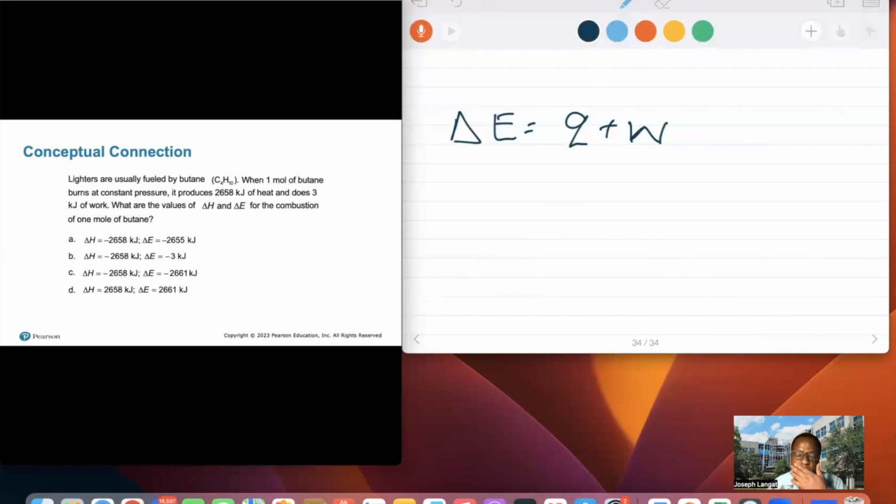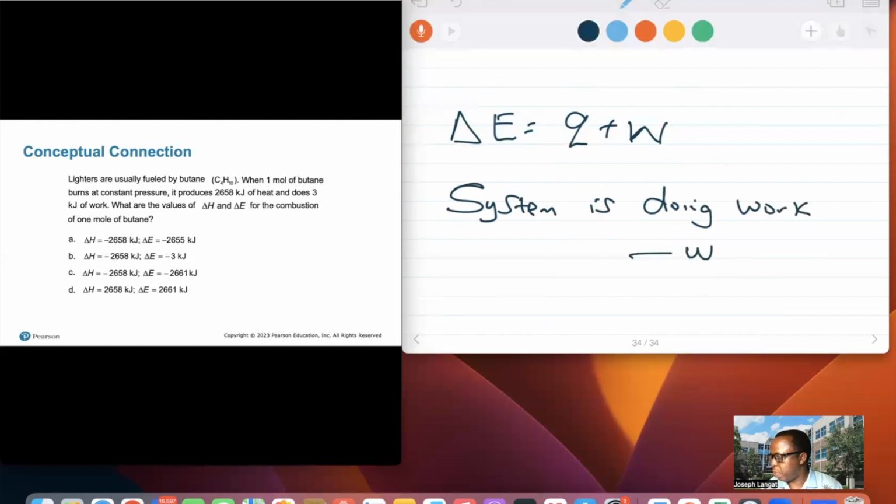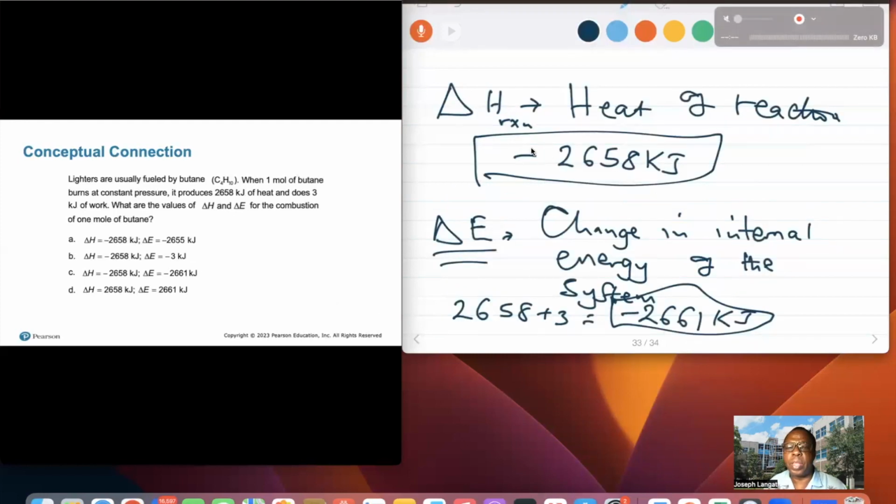The system is doing what? The system is doing work, so it's negative W. Heat is released. Remember, it is produced, so it's going to be negative Q, negative W. We go back to the convention again. In case you were wondering, how did I figure out that this one is negative and this one is negative, negative plus negative. By the way, that's why I have negative here. This is negative right here.